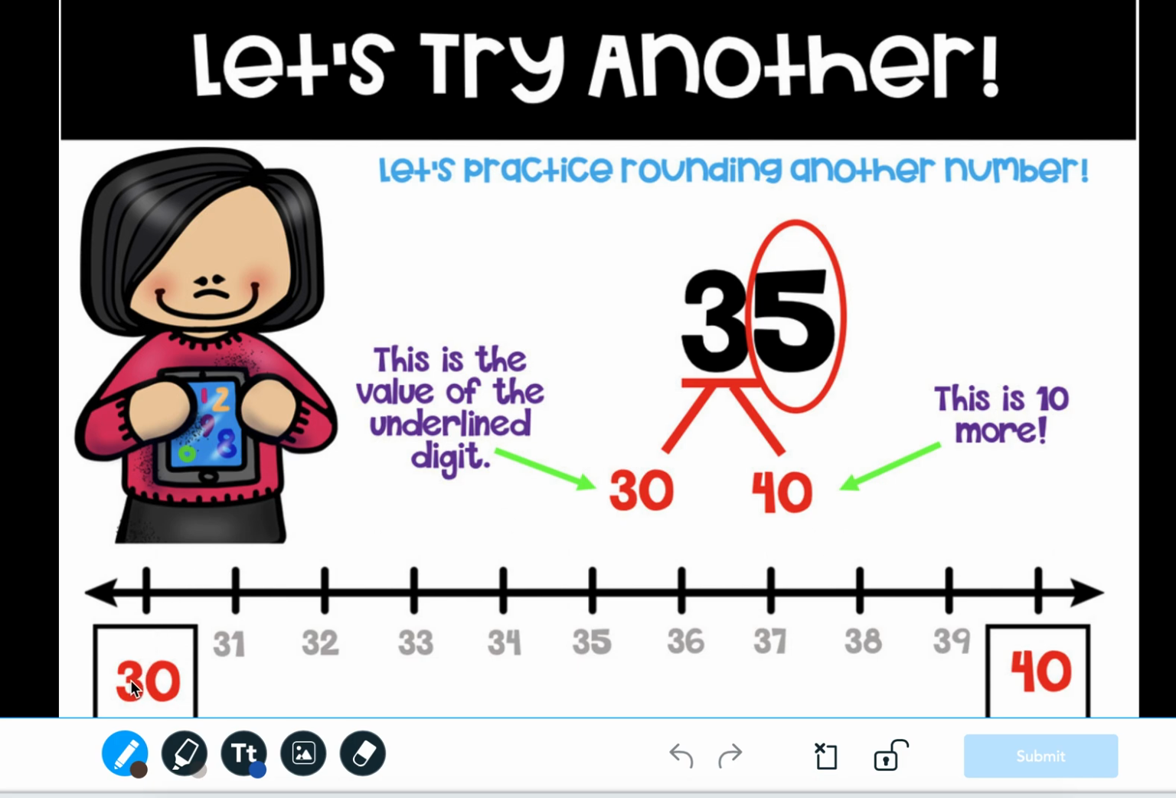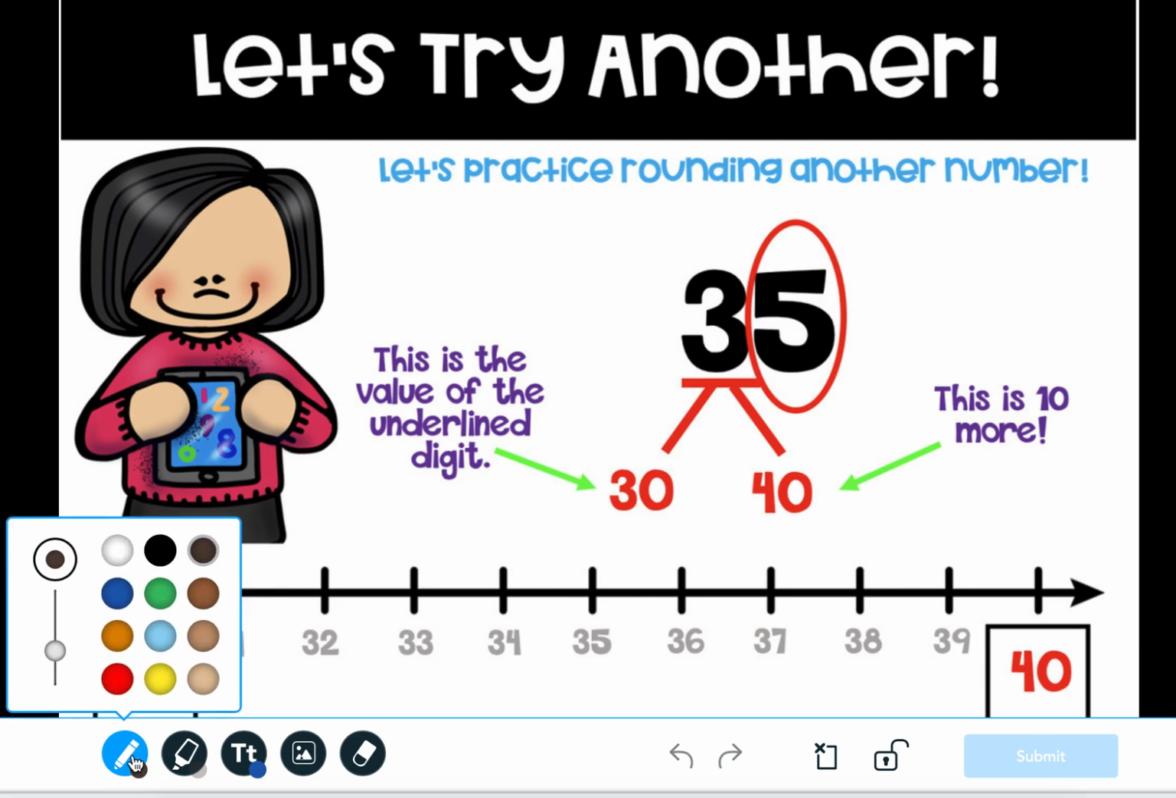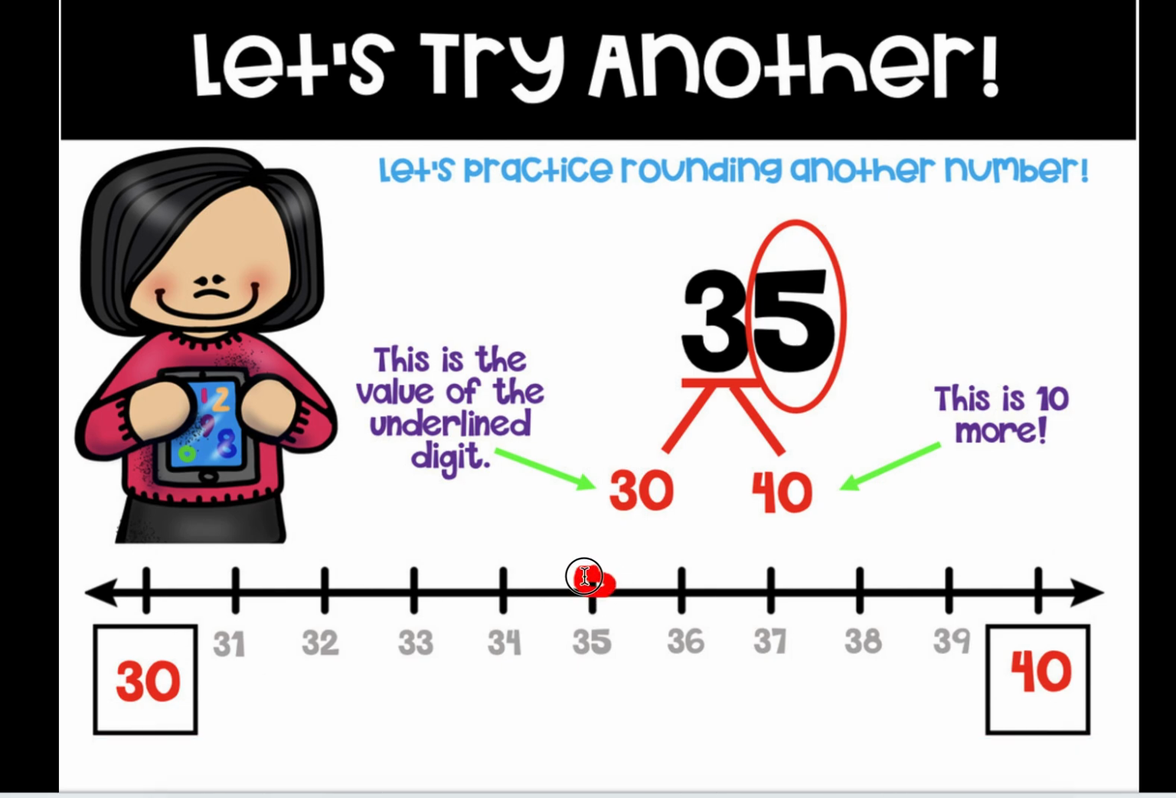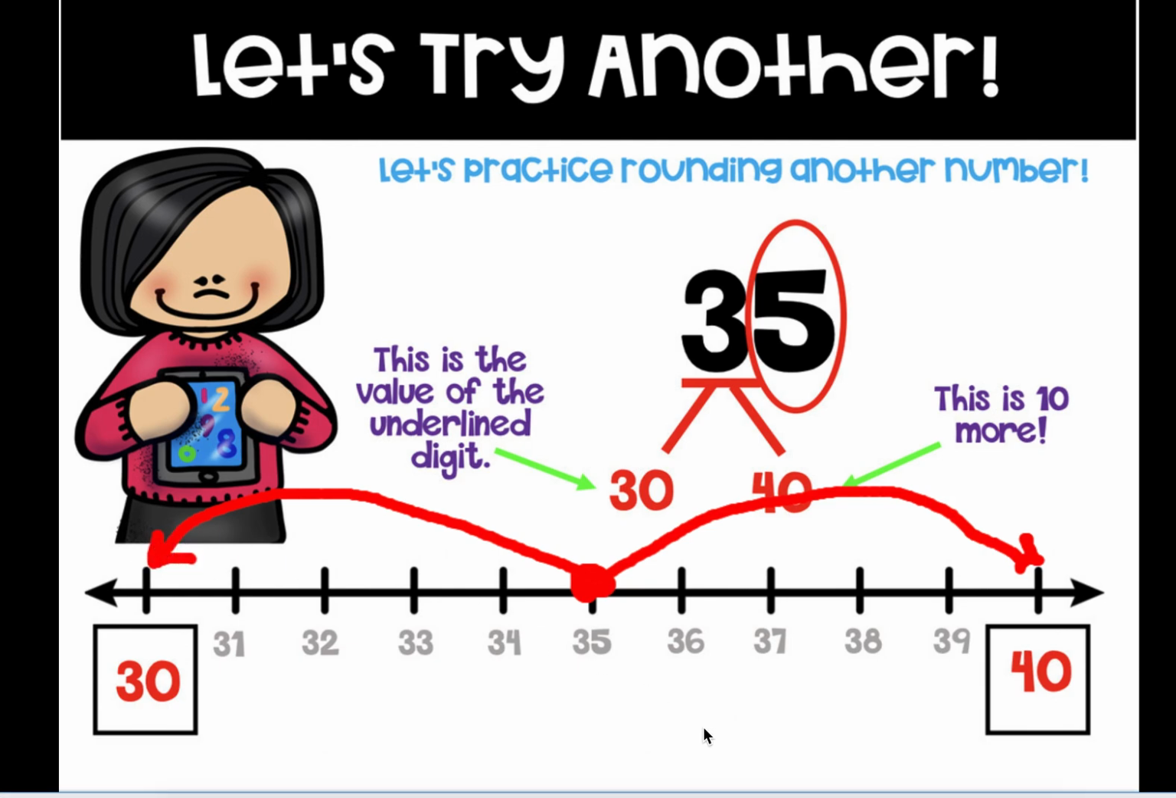Whenever I fill out my number line, 30 and 40, I know that all of these numbers in between are counting by ones. I don't need to write them. That's why they're in gray here, showing that they don't need to be written, but if you need to write them, you always can. First, we need to place our number on the number line. So here is 35. I'm going to put a dot right where my 35 is. If I draw my lines, I'm going to ask myself, is 35 closer to 30 or 40?